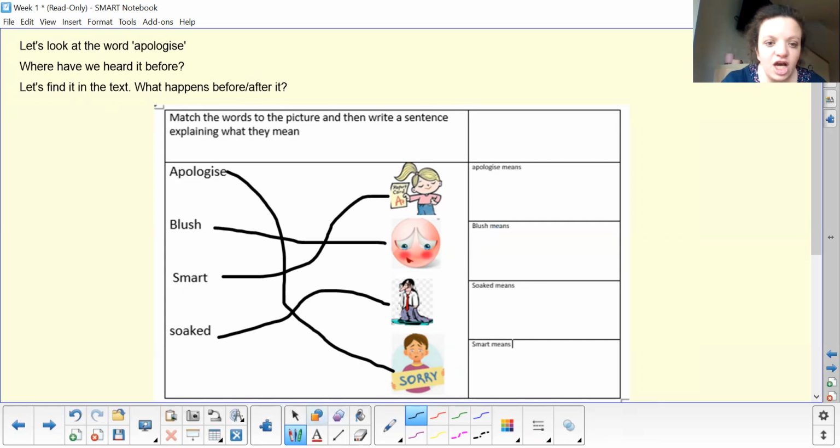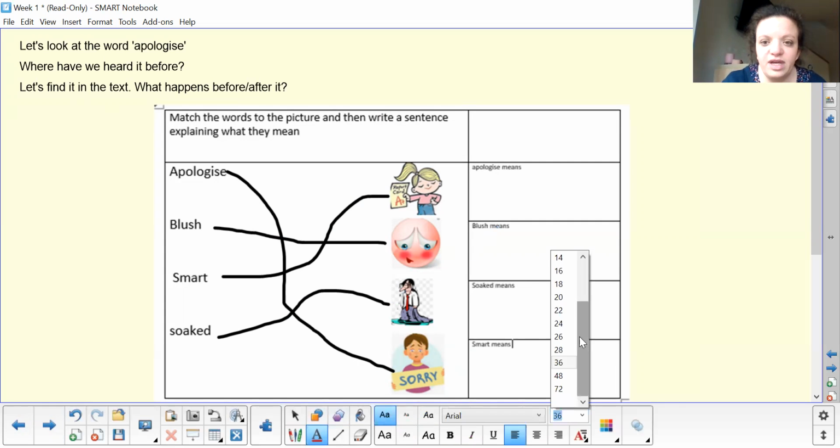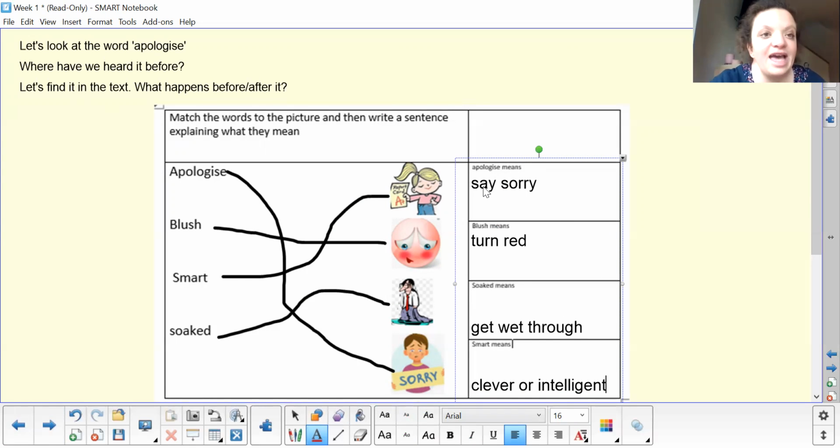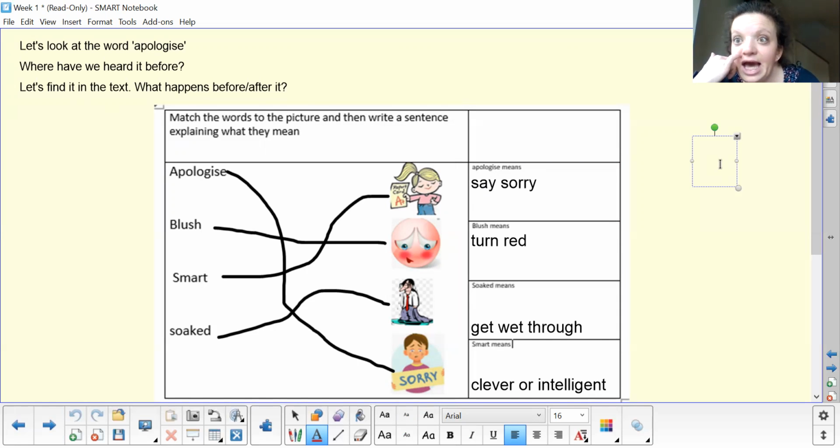So apologise means, let's write some sentences. We've got to say sorry. Blush means to turn red. Soaked means to get wet through. And smart means being clever or intelligent, which is another word I like to use. Okay, so they're the answers. If you got them right, fantastic. If you need to do some editing, absolutely brilliant. And remember, you can send us your work if you want to.